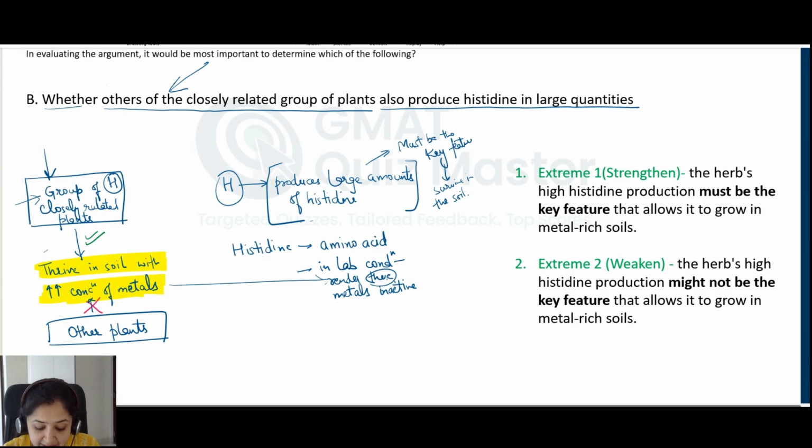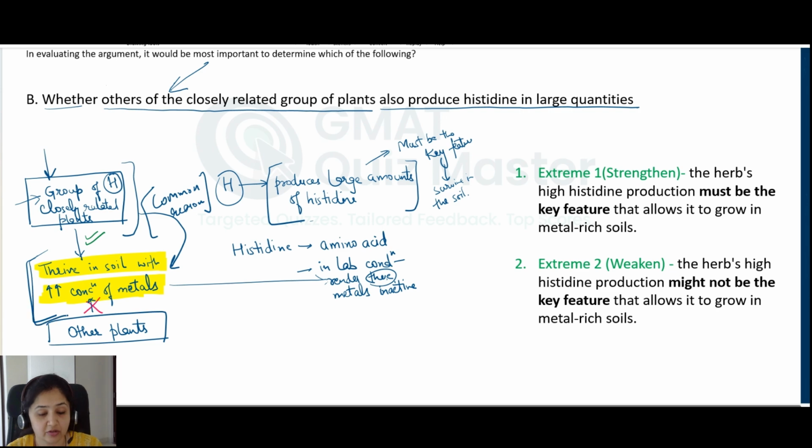And these plants have a common characteristic that they thrive in soils with high concentrations of metals, and other plants cannot do that. So this entire group differs from all other plants in this common aspect. So is it not possible that they have a common reason why they can thrive in soil with these conditions? The answer is yes. It is very much possible they are all closely related and they have that same characteristic which differentiates them from all other plants. So it is very possible that the reason behind this capability to thrive in soils with high concentration of metals is the same for all of them.